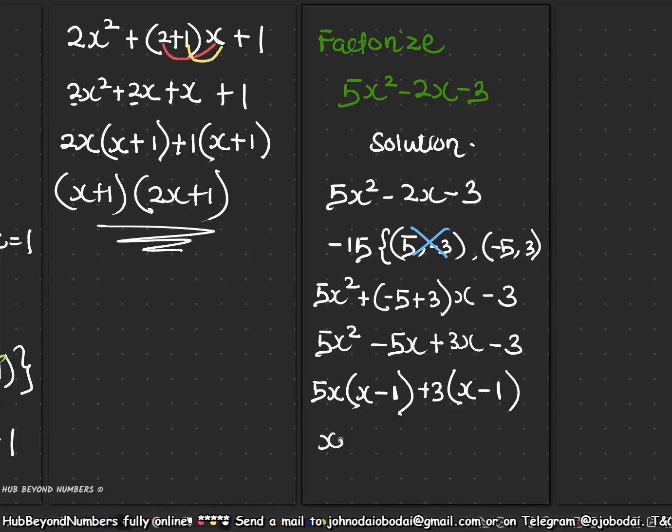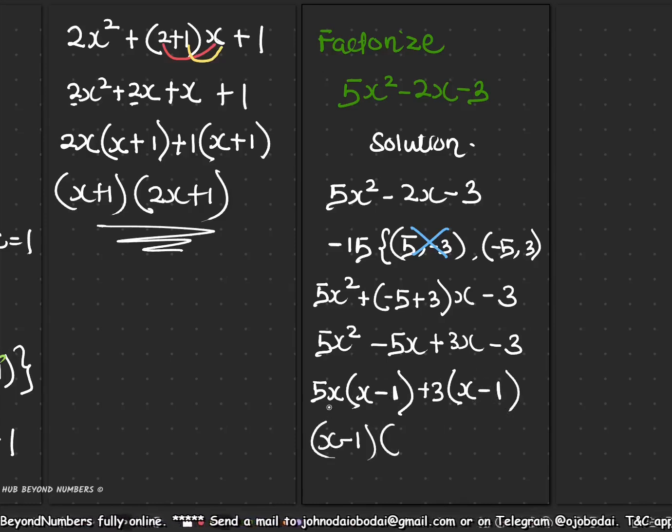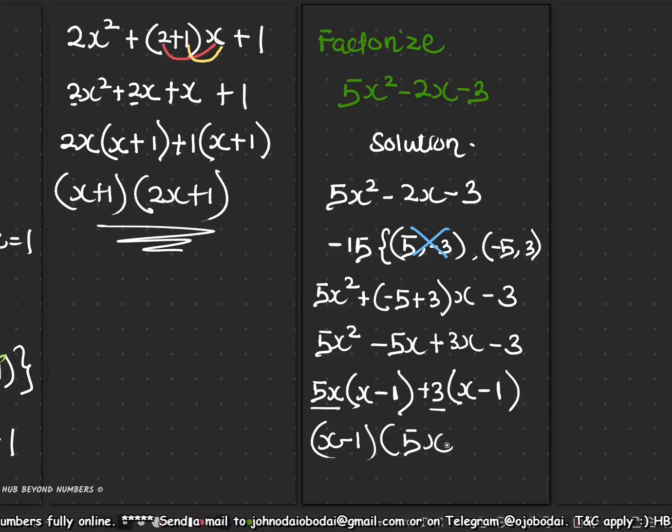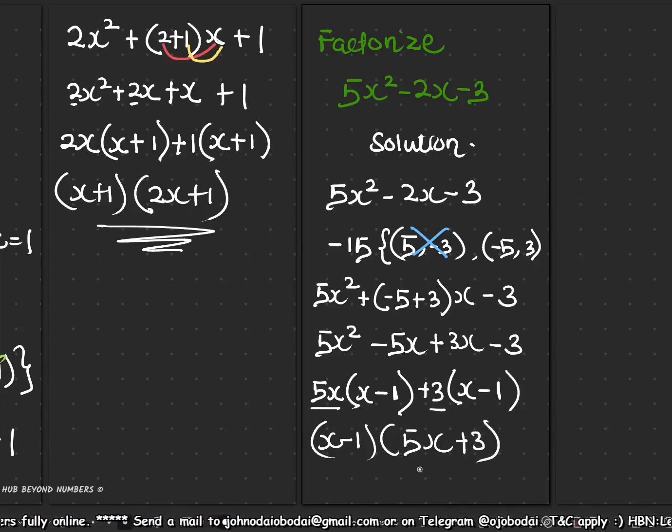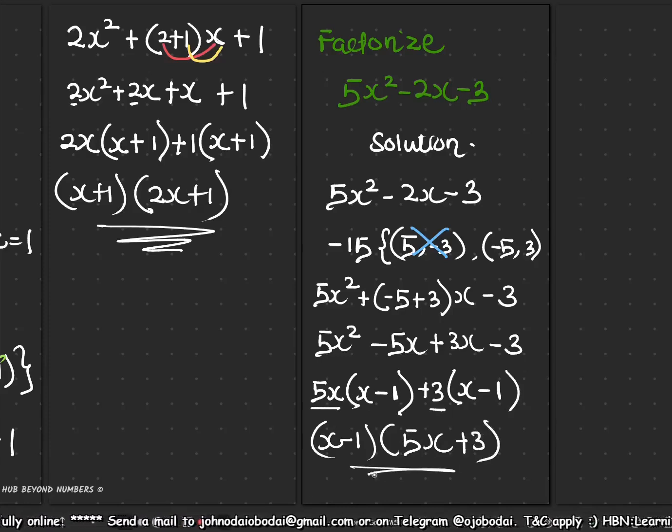So you write that out. Then the coefficients of the bracket also come to be in one bracket. That is 5x plus 3. With this, our terms have been what? Factorized successfully. So this is how we factorize trinomials.